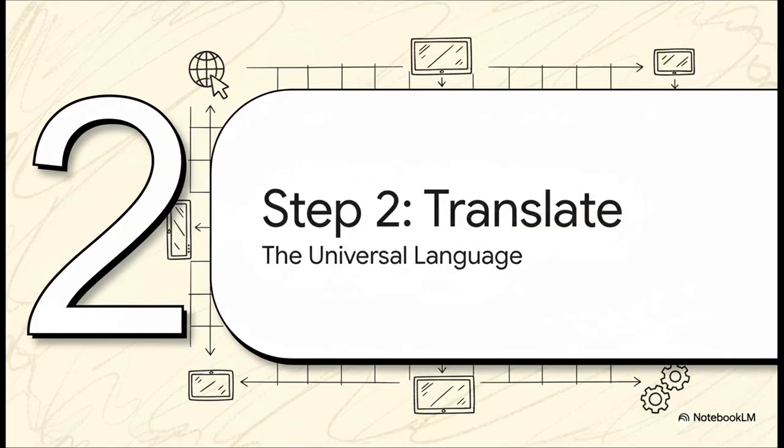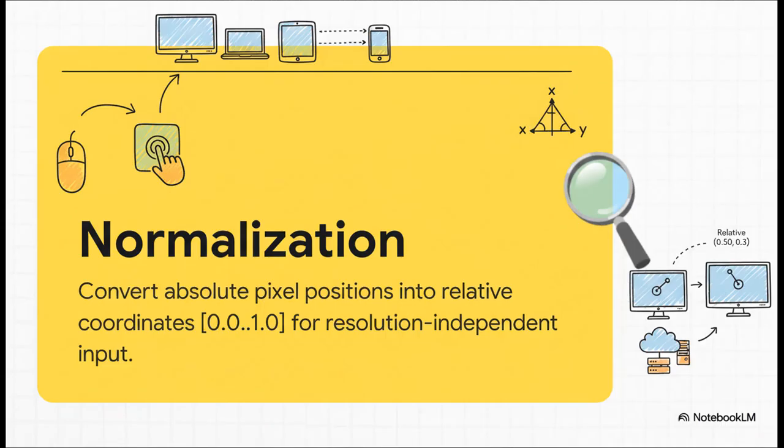Okay, so we've captured the input. Awesome. But now we hit our first and biggest problem. A click in the middle of a tiny phone screen is totally different from a click in the middle of a giant 4K monitor. How do we create a universal language for location that works everywhere? The answer, and this is the really clever part, is a concept called normalization. Instead of thinking in specific pixel numbers, we convert them into a universal relative scale that just goes from 0.0 to 1.0. This right here is the secret sauce that makes the whole system possible.